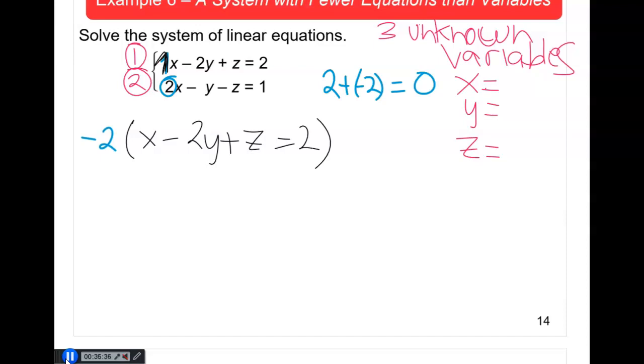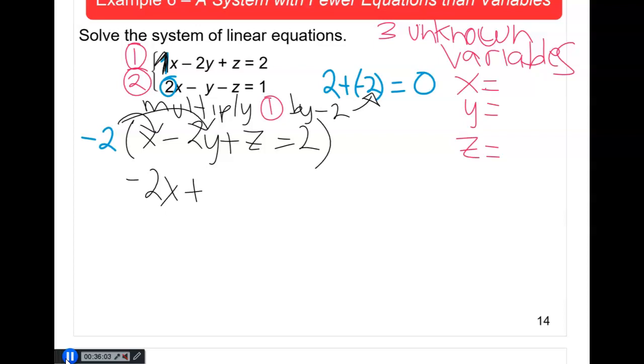And then I'm going to write the step here. Multiply equation 1 by -2. Remember, because that's the opposite of the 2x. So we do that, -2x, and then -2 times -2y, so that will be positive 4y. And then -2 times z will be -2z. And then -2 times 2 will give me -4.